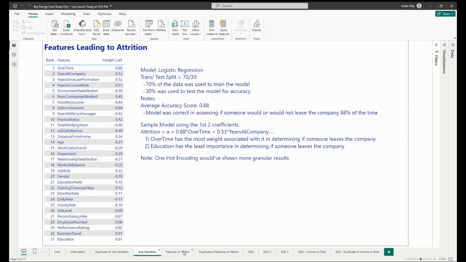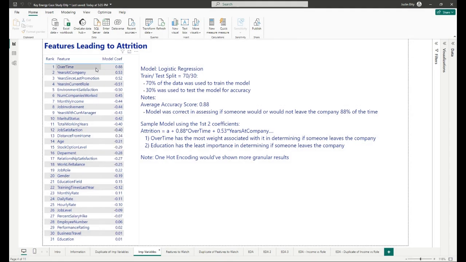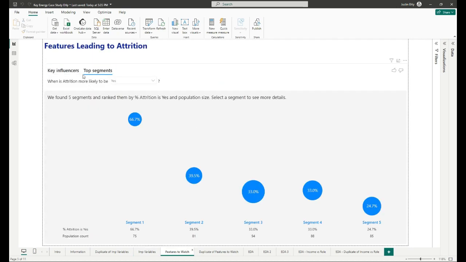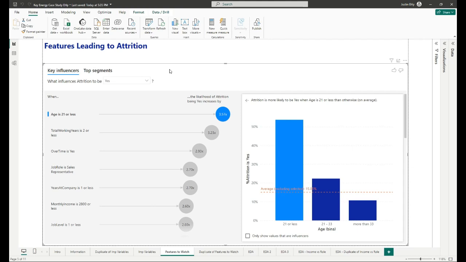One thing I would like to point out is this was done at a high level, at just the feature level. If I wanted to go in and actually determine the levels of the features, so for example, overtime yes or no, or how many years at the company, I would have to one hot encode each one of those different levels and refeed it through the formula. But Power BI actually does that for us, which is nice, and it came up with a slightly different ranking order. In this case, age being 21 or less was the number one driving factor.